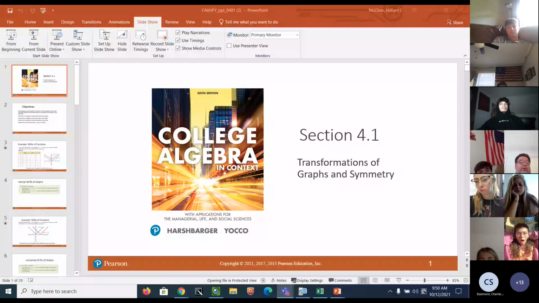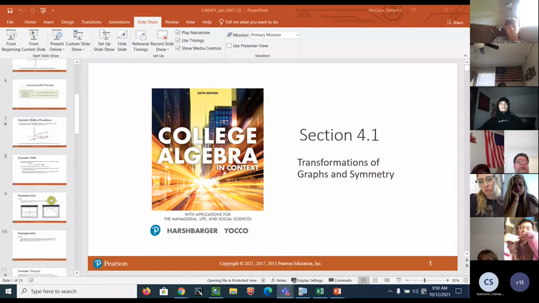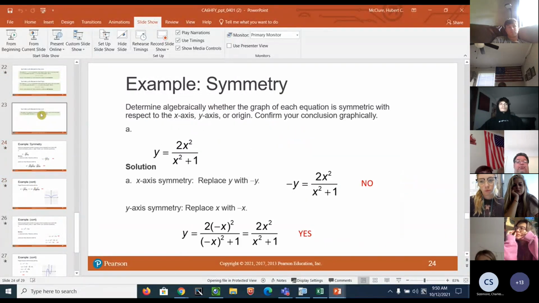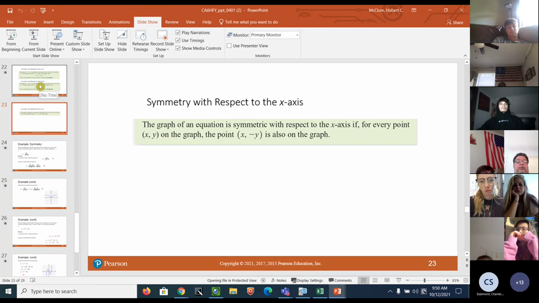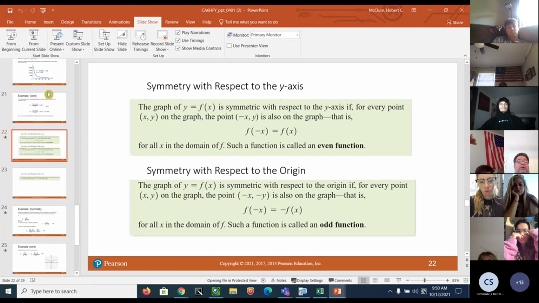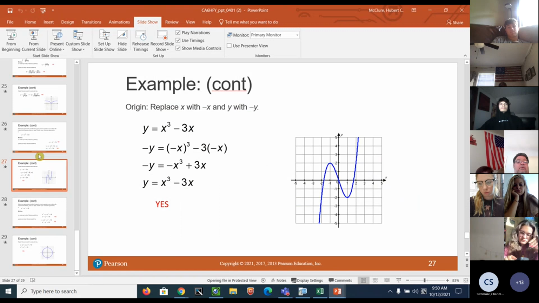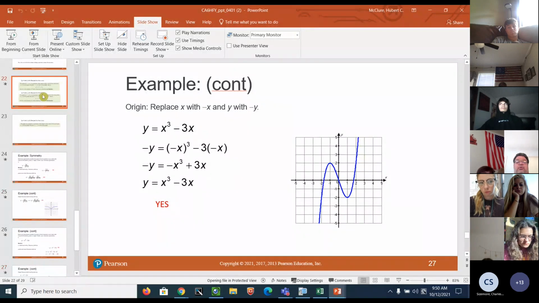We already talked about most of this. Let me see if we got all the way through. I don't think we got through. We talked about symmetry. I know we talked about symmetry. Let me just start from symmetry and go there.